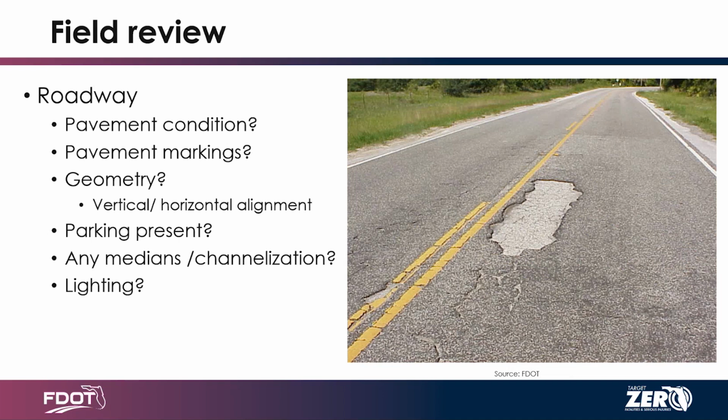So looking at some roadway prompts, you want to look at pavement condition. What condition are the pavement markings in? Or do they have the proper pavement markings for what's going on? Any geometry concerns for alignment, vertical or horizontal? Is there parking present that'll change things? And any medians or channelization? And what does the lighting look like? Are there any other questions you can think of that would be good to consider when you're looking at mostly just the roadway?